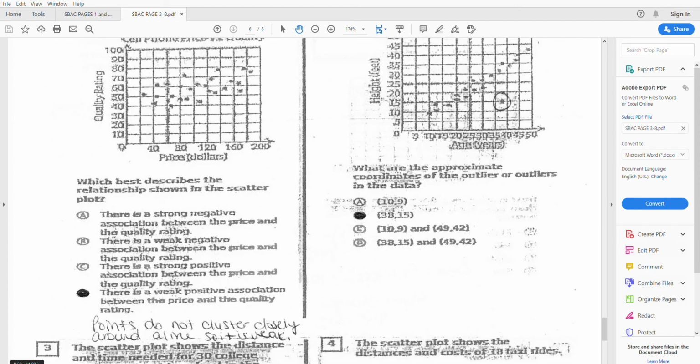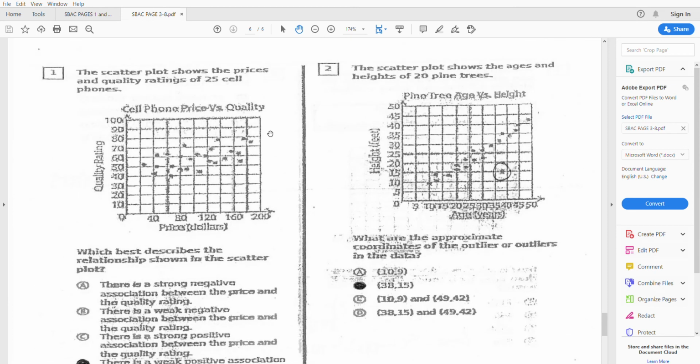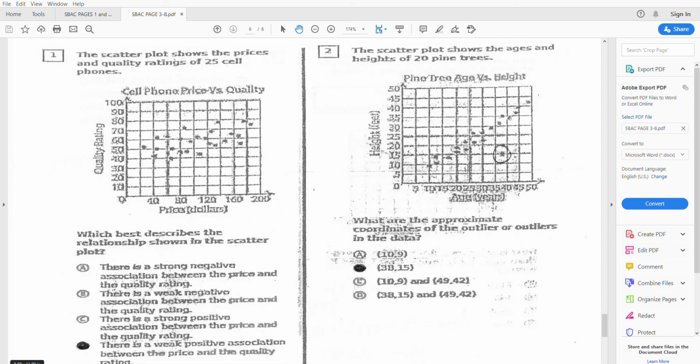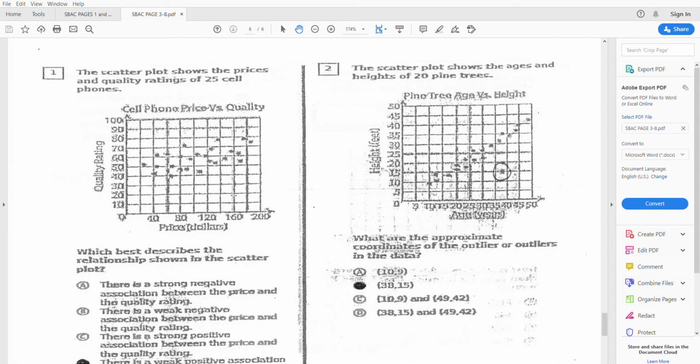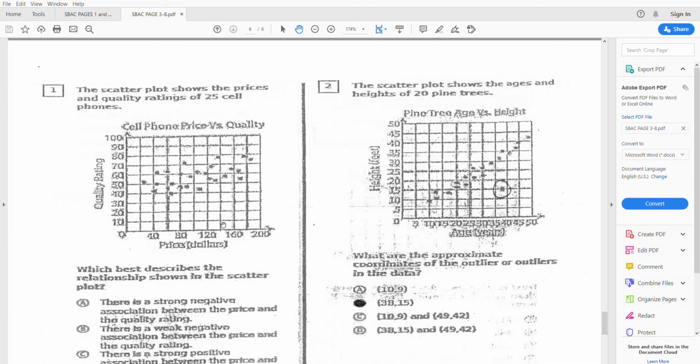However, the points are not clustering in, like over here, this is a strong positive because they're getting closer and closer to the line of best fit. These ones are much more scattered. So you have some phones that are $120 with a lower quality and some that are higher quality. So you want to say there's a weak positive association between the price and the quality. So D is your best answer.